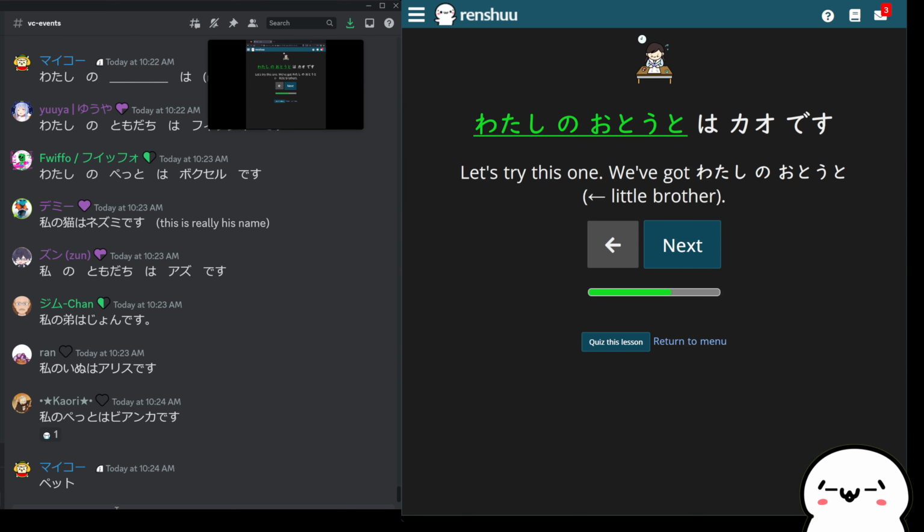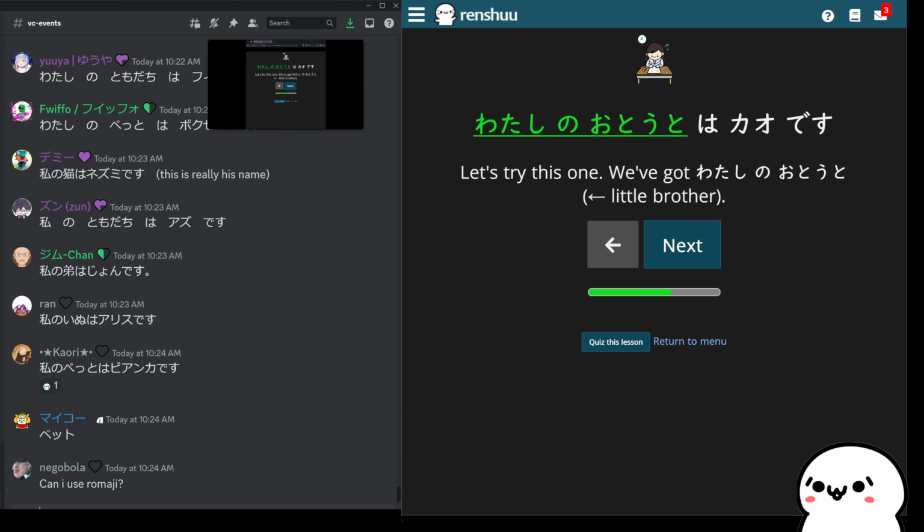If you're still typing, feel free to do so, but I'm going to keep talking a little bit. And can you use Romaji? Yeah, go for it. We often do have people. If you don't have Japanese installed or you don't want to deal with it, that's totally fine. There are no requirements for how you interact with these lessons. It's whatever works for you.